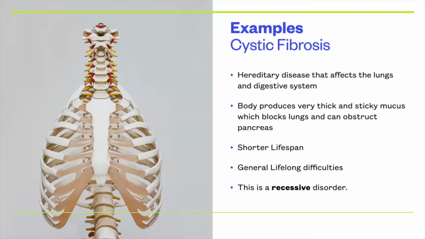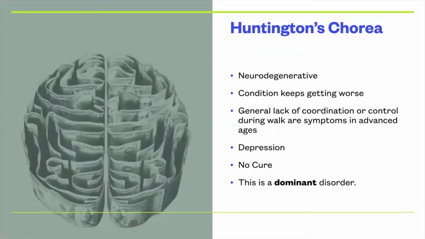The body produces very thick and sticky mucus when it is infected with cystic fibrosis, and this blocks the lungs and can obstruct the pancreas. This can shorten the lifespan of the patient, and it can also lead to general lifelong difficulties, and this is a recessive disorder.